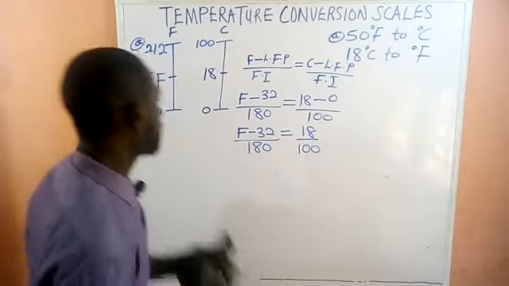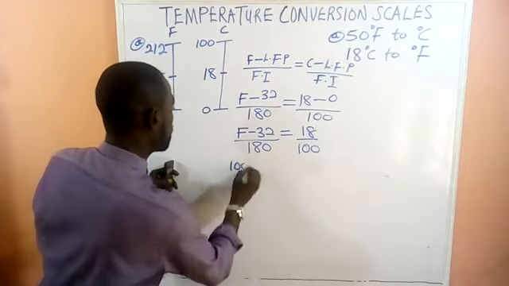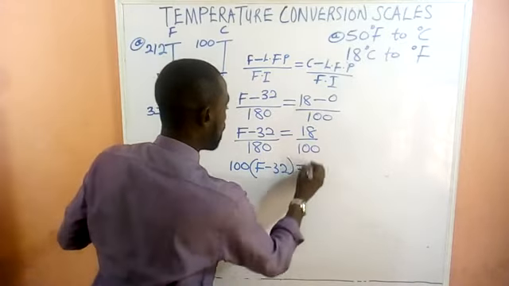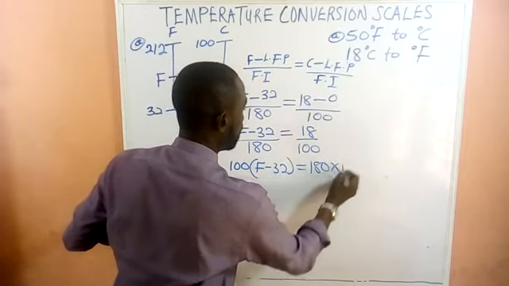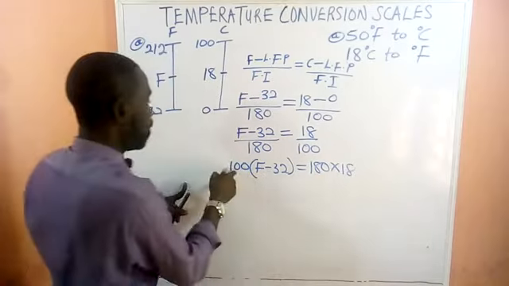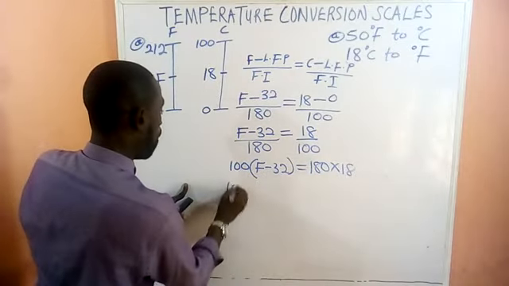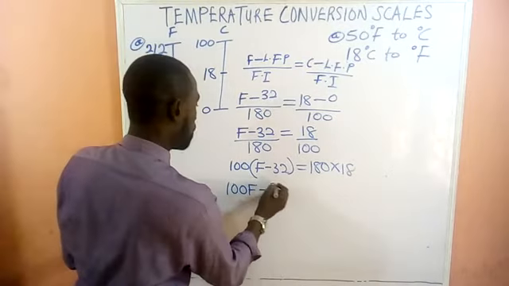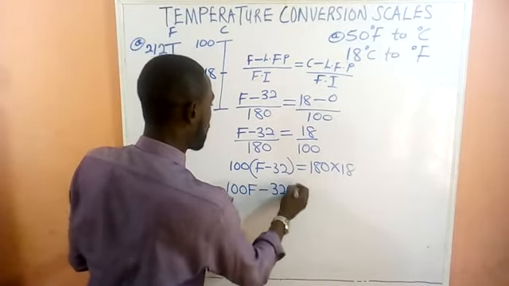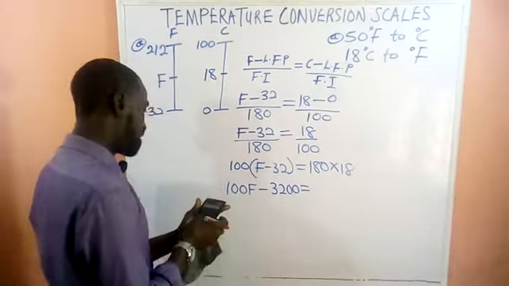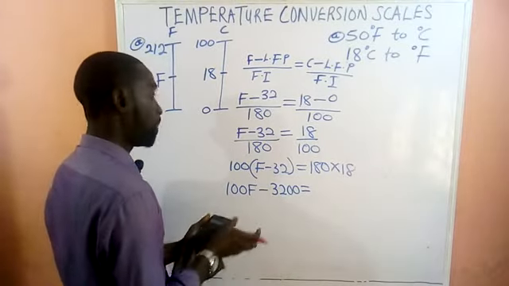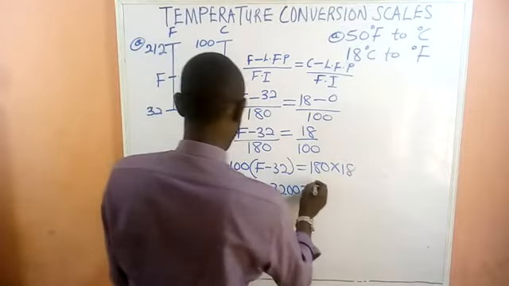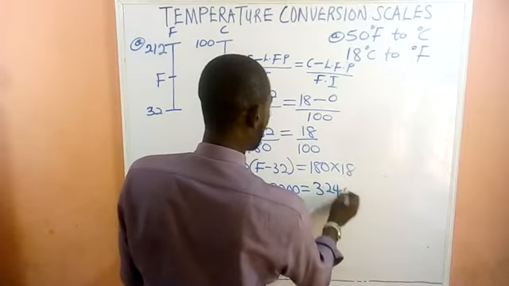Is that not? So let's multiply. We're having 100 open bracket F minus 32 close bracket equals 180 times 18. So let us multiply: 100 times this will give us 100F minus 100 times 32, which gives us 3200. Are you with me? Equals 180 multiplied by 18. That will give us 3240. We're correct that time.